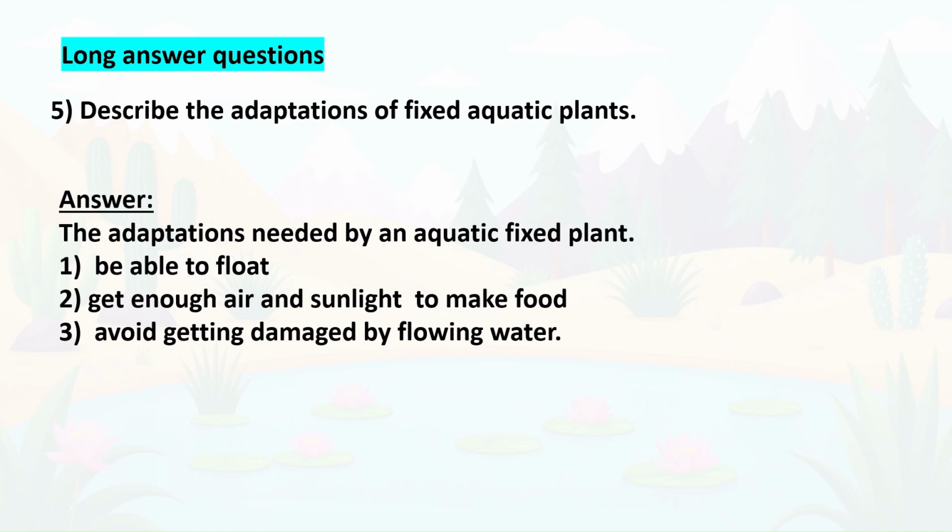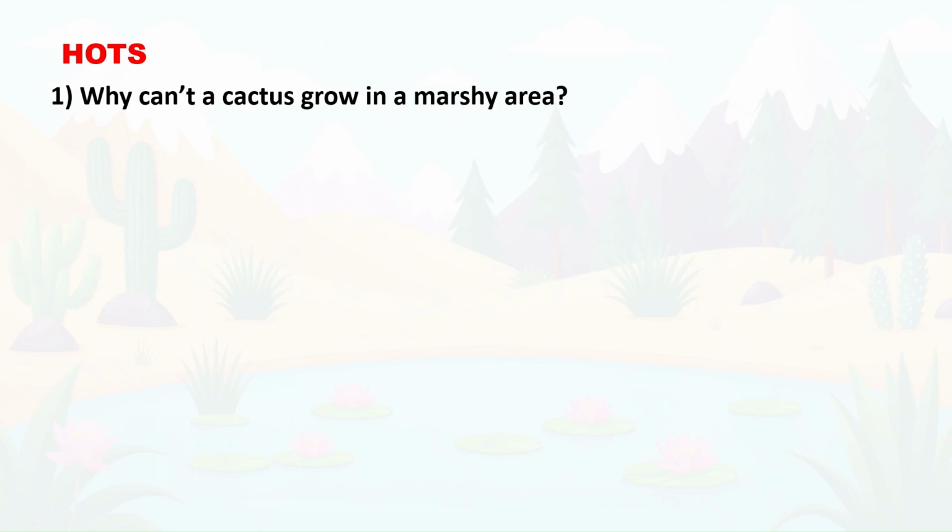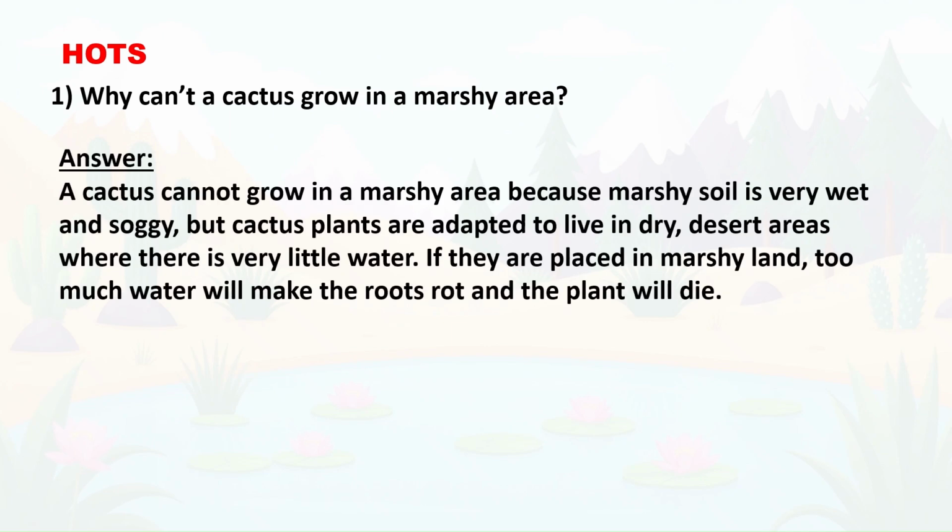1. Why can't a cactus grow in a marshy area? Answer. A cactus cannot grow in a marshy area because marshy soil is very wet and soggy, but cactus plants are adapted to live in dry, desert areas where there is very little water. If they are placed in marshy land, too much water will make the roots rot and the plant will die.